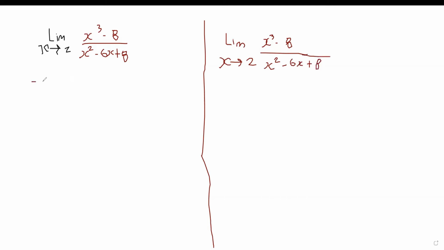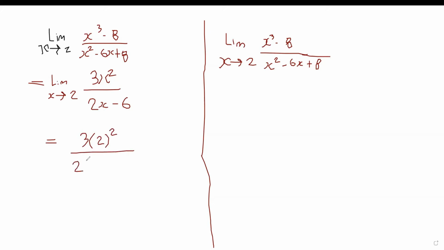Now, let's say you're doing it by L'Hopital's rule. This will just become the limit as x approaches 2 of, when you differentiate x cubed minus 8, you get 3x squared, and when you differentiate x squared minus 6x plus 8, you get 2x minus 6. Then you can plug in x as 2. Plugging in x as 2, you get 3 times 2 squared over 2 times 2 minus 6, and that would give you the answer.